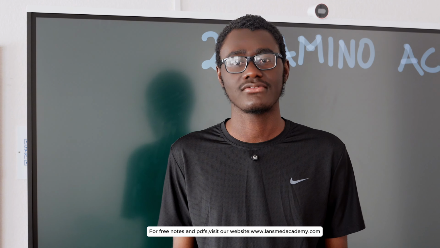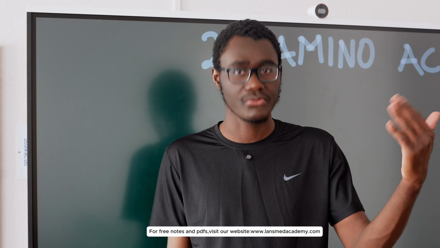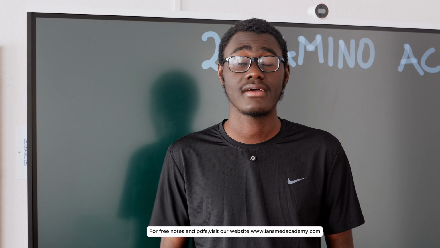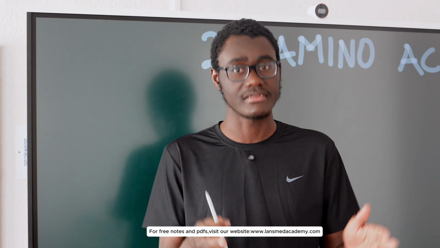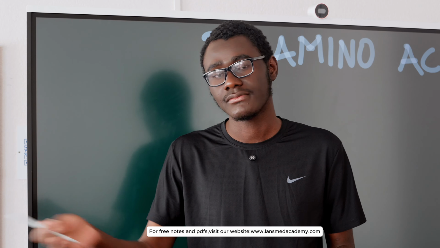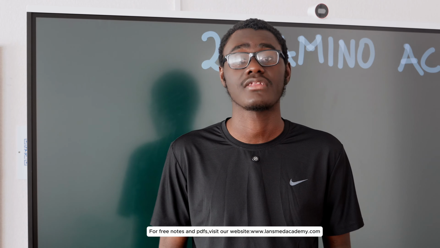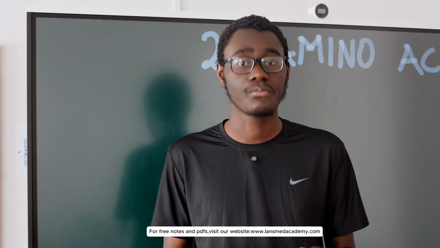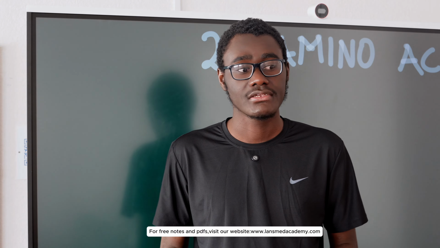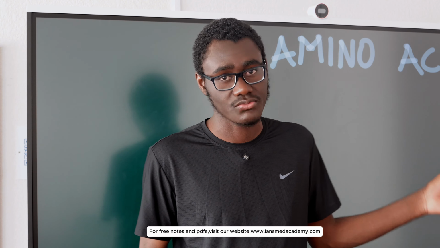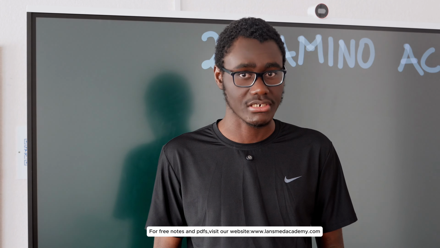So today we'll be talking about the 20 amino acids. As you all know, amino acids are classified into two large groups. We have proteinogenic amino acids and we have non-proteinogenic amino acids. The 20 amino acids that you know are proteinogenic amino acids because they are found in proteins. They form part of proteins. But there are other amino acids which are not found in proteins but do other functions in the body. They are said to be non-proteinogenic amino acids. So today we'll be talking about the 20 amino acids which are found in proteins and their structures.